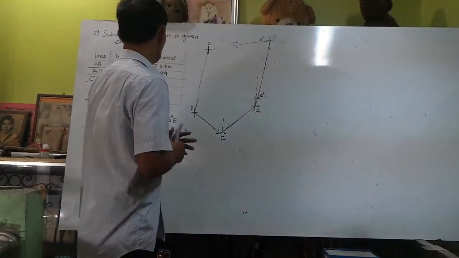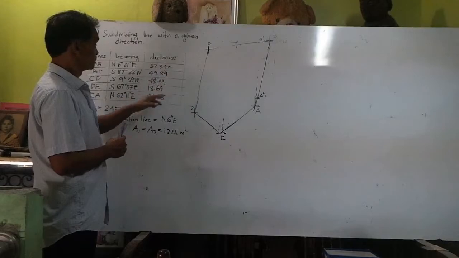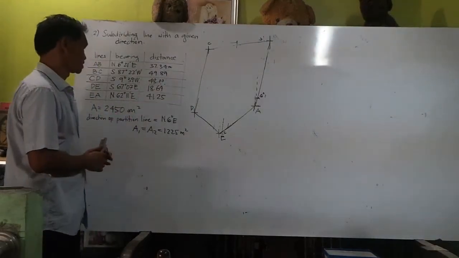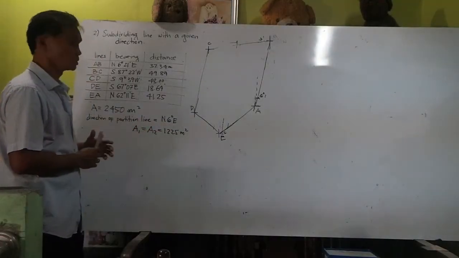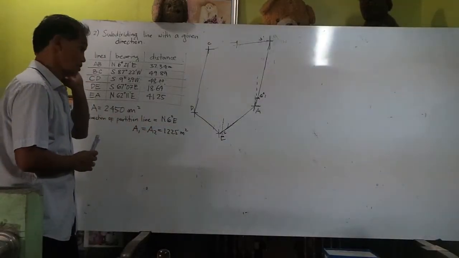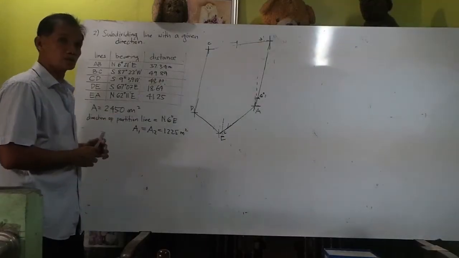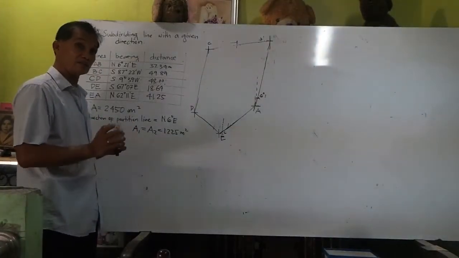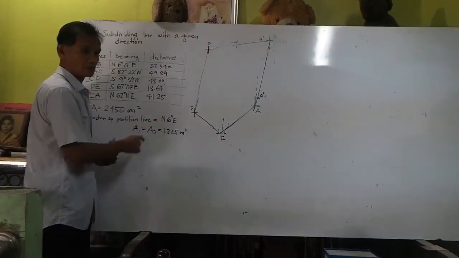So we have here the data. This is the data. This is part of your module. Then the area is already given. Then the direction of the partition line, which is north 6 degrees east, is given. This is the area, 2,450 square meter. Then we are told to subdivide the lot equally into equal parts, wherein this is the direction of the subdividing line.